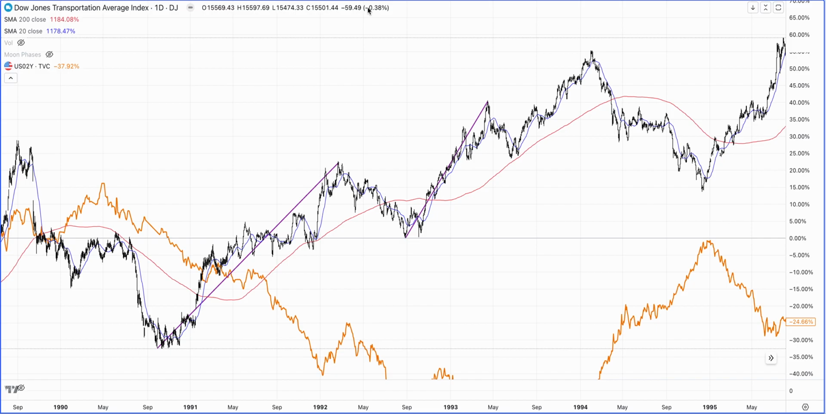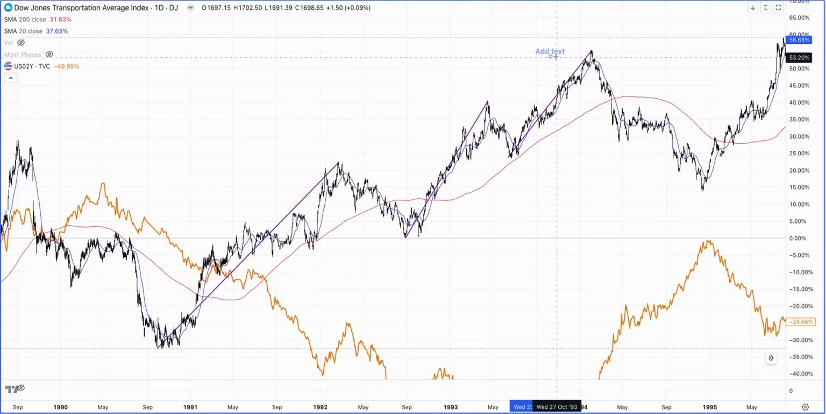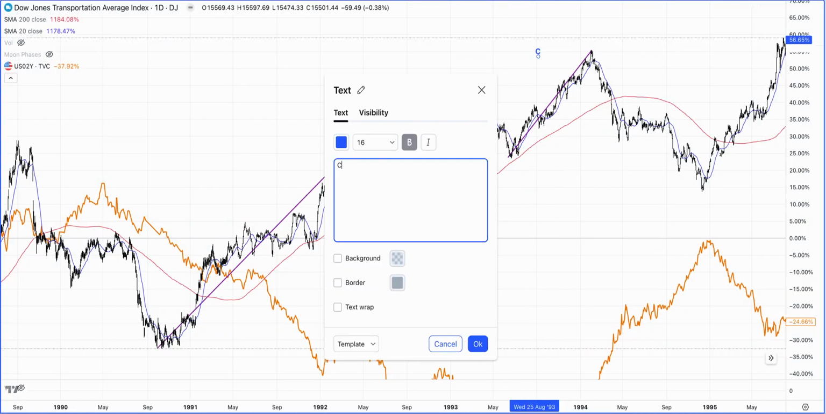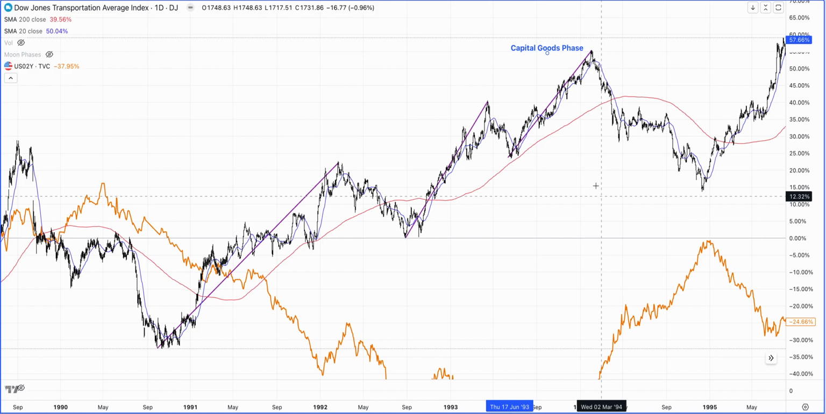And this last phase could also be thought of as the, I'm going to make it a little bit smaller, capital goods phase, right? If it lets me write it, capital goods phase. So what I'm describing is the Dow Russell theory, the transportations, but I just want to make a distinction and then compare with the current period that we are in.